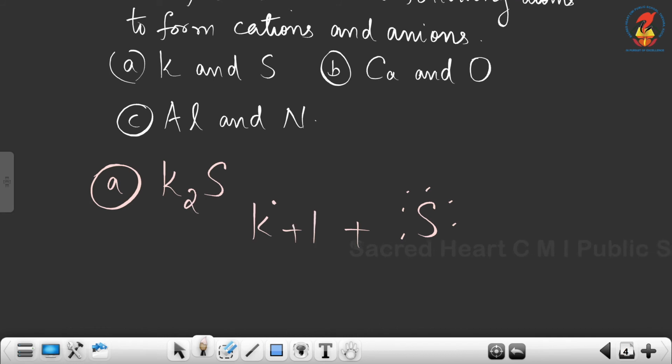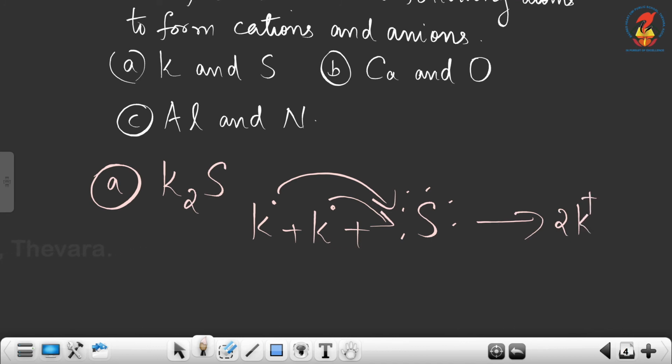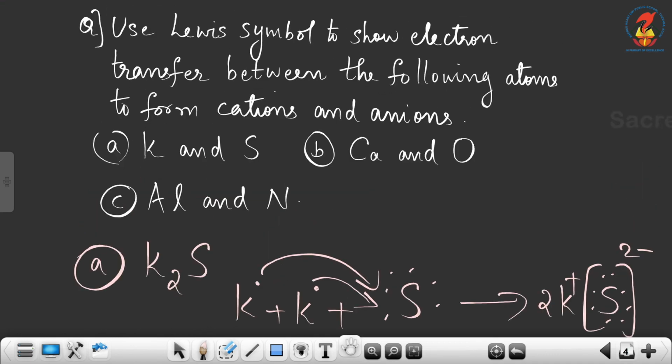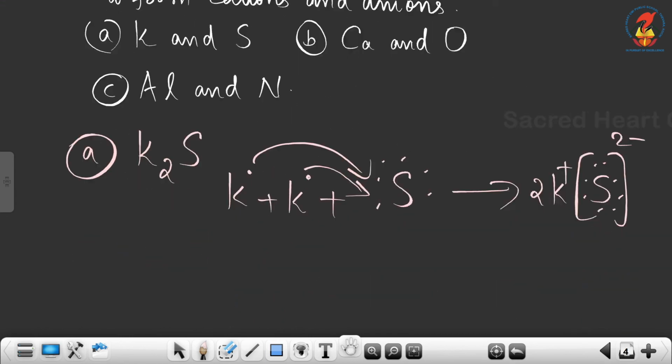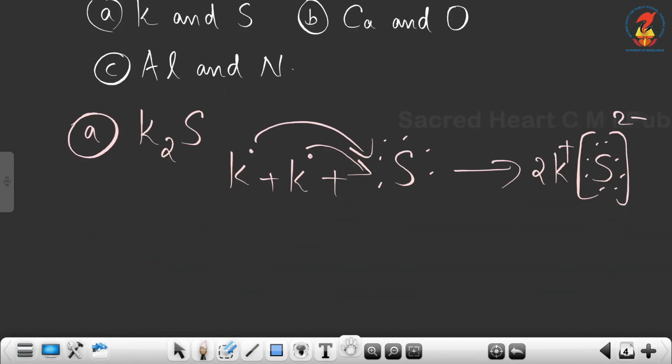You can show it like this: K plus K. Now both will donate because sulfur needs 2 more electrons to complete the octet. So both will donate these electrons to sulfur. So what will be the compound formed? It will be 2K plus, this is the cation, and S with 8 electrons, S2 minus. So you are asked to show the formation of cations and anions using Lewis symbols: 2K plus and S2 minus.